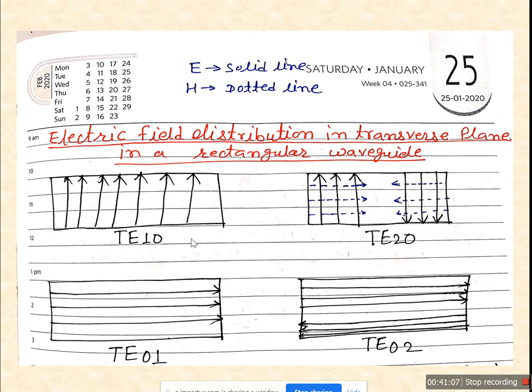Now let's see TE10. I'll simply tell you how to write them. Here the solid line represents the E field and the dotted line the H field, and H is perpendicular to E. Most of the time, if there are complex terms, there is no need to draw the H in dotted form. But in a competitive exam, it is advised to write the dotted form also. You are free to put the H here.